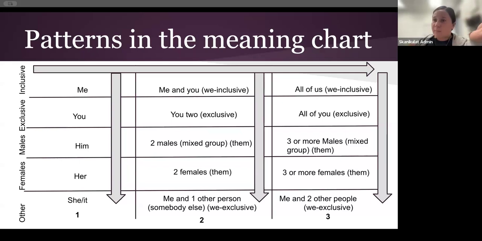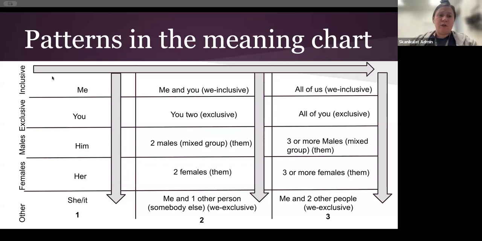So this is every single person that's included in the statement. Second one in the third column, all of you or you all. The third one, three or more males, could be a mixed group of males and females. We also call that them. The fourth one is three or more females. This is them, but it's just females, no males. And then the last one is me and two or more other people. So this is a we exclusive. And it is related across in rows.